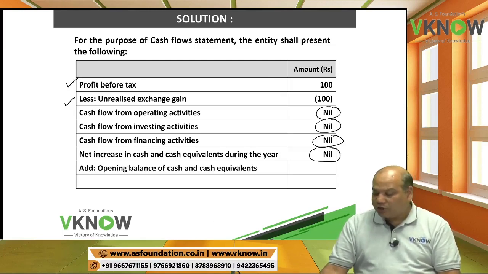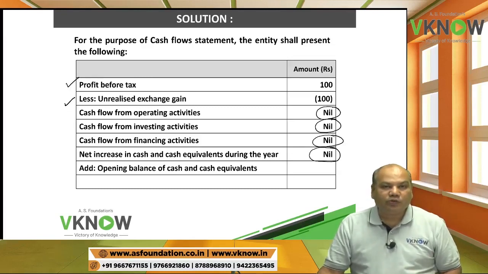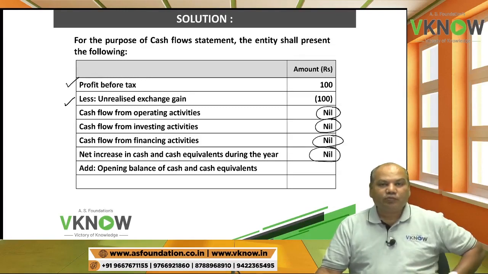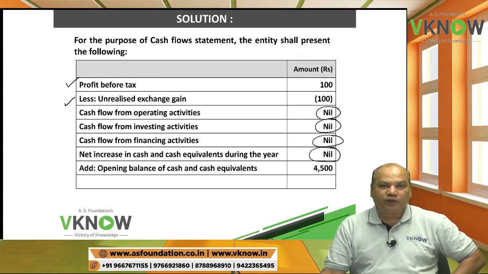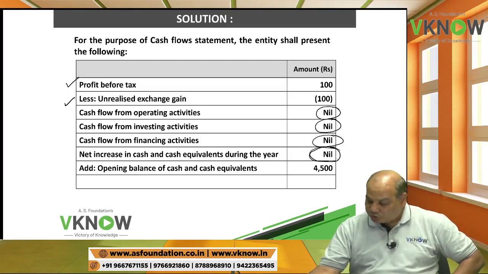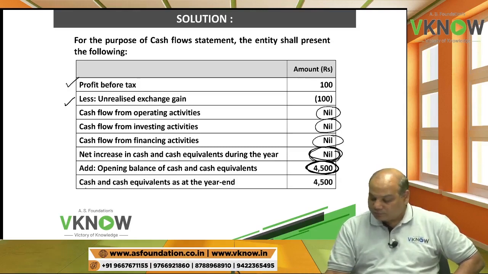Opening balance of cash and cash equivalent. Read your question first line. The opening balance is 4,500. First line I have dictated. 0 plus 4500. Your closing balance will be 4500.